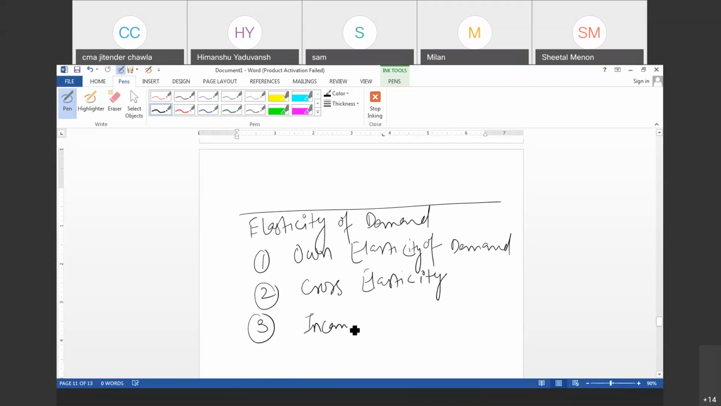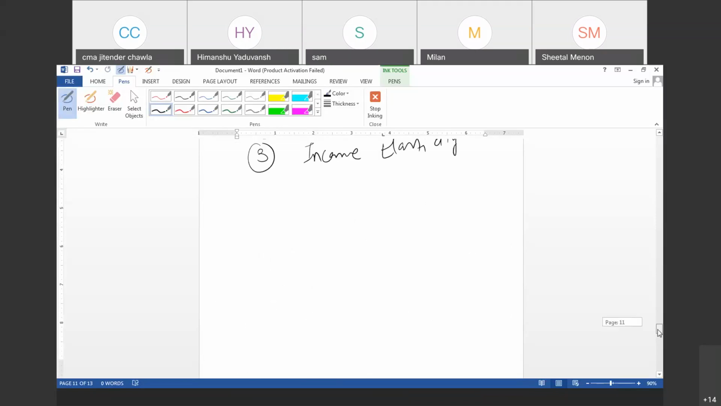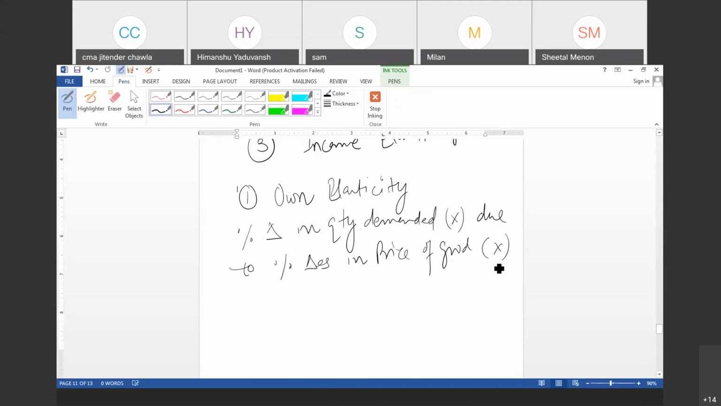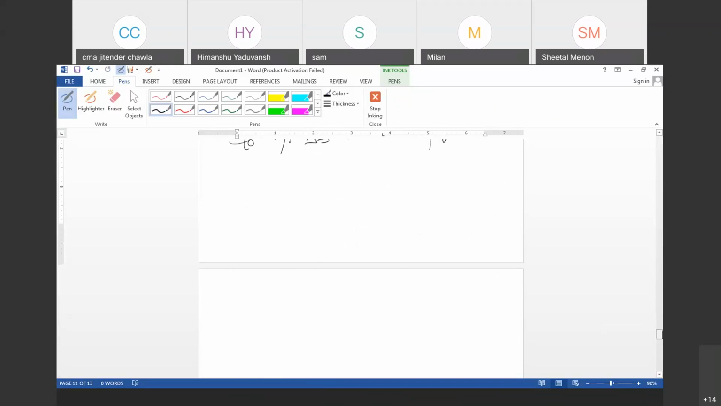Income elasticity. First, I'm talking about elasticity. It measures the percentage changes in quantity demanded of, say, good X due to percentage changes in price of good, say for example X. We have methods of calculation.